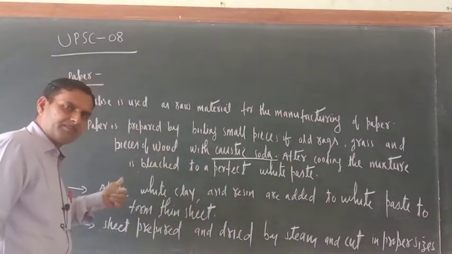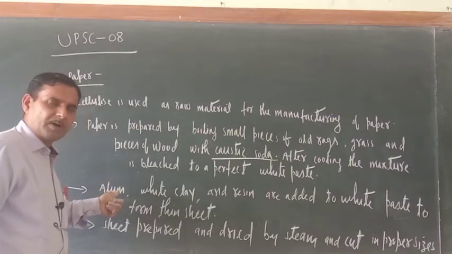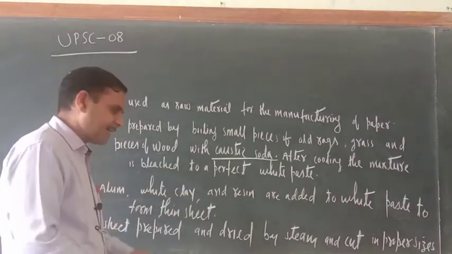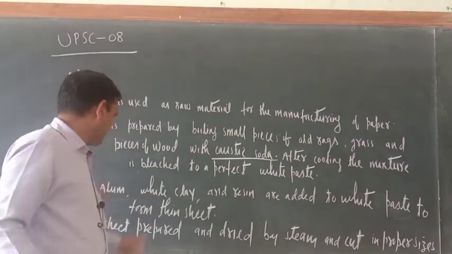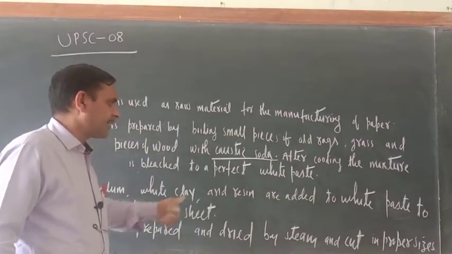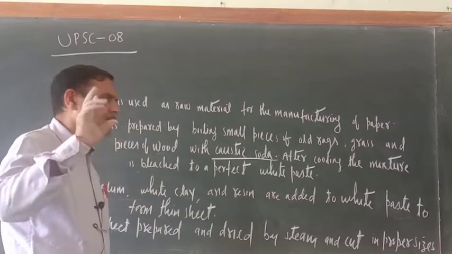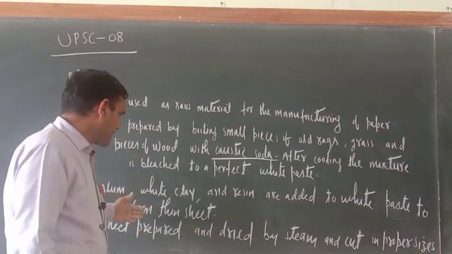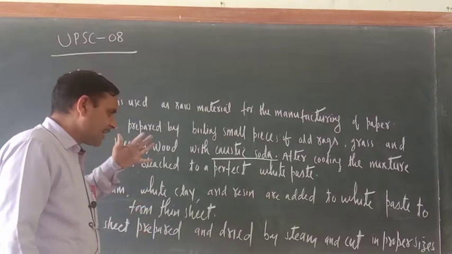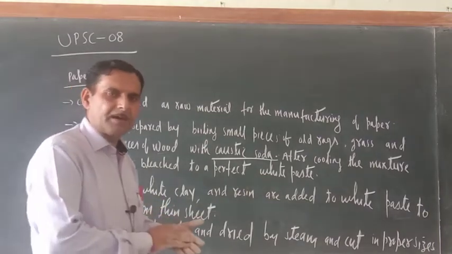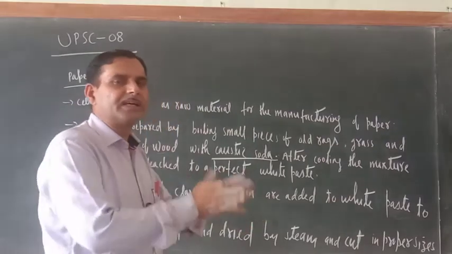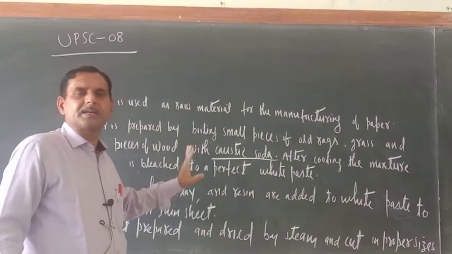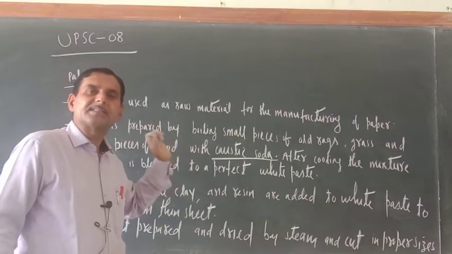Now in this perfect white paste, some amount of alum and white clay is added. Resin is also added. So why are they added? Alum, white clay and resins are added to the white paste so that the thin sheet can be prepared. And once the thin sheet is prepared, it can be dried with the help of steam and cut into desired shape. So once again, paper is nothing but cellulose.